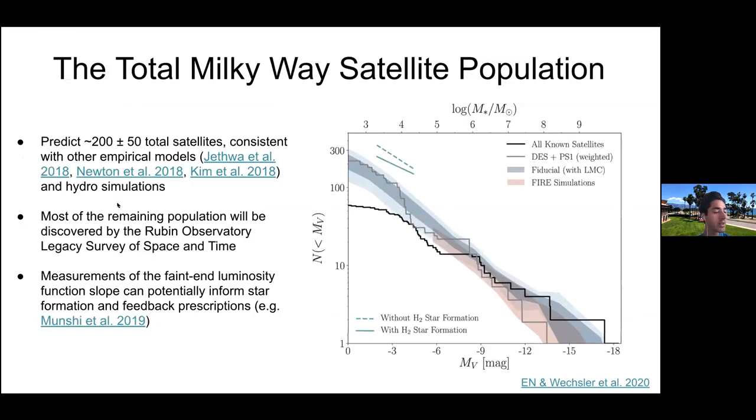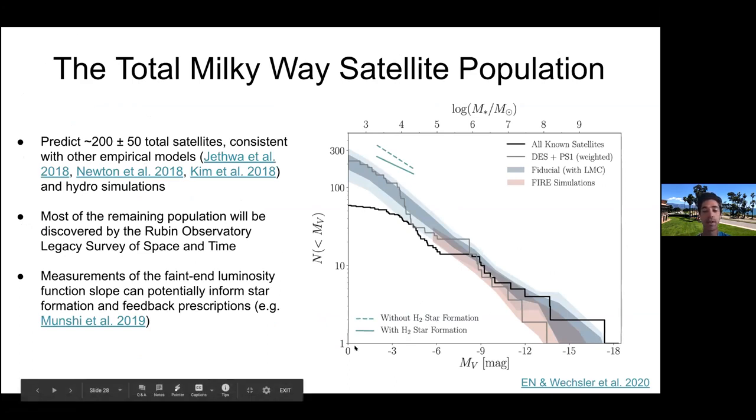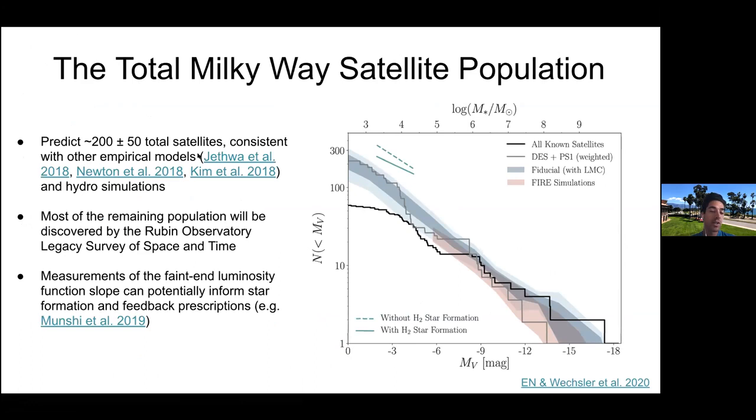So there have been really several efforts along these lines, basically empirical modeling efforts. I listed some of the papers here for reference, and basically they all predict that the total population of Milky Way satellites is roughly 200, with some large error bar, down to maybe an absolute magnitude of 0. And all these models generally find pretty consistent results, which is encouraging. Of course, most of these will be discovered, as was mentioned, by the Rubin Observatory.